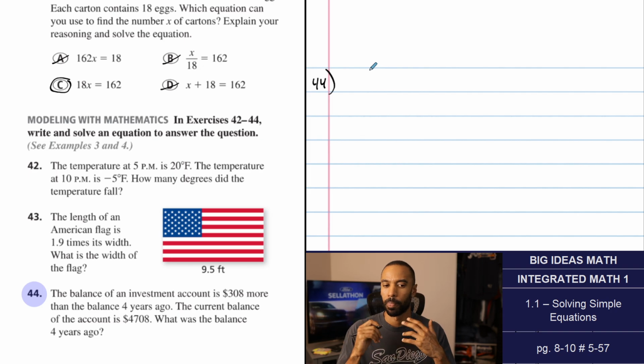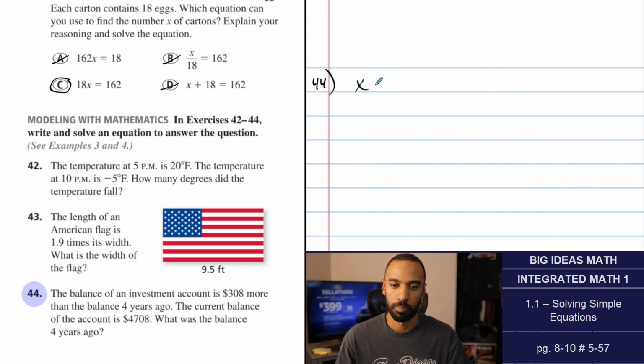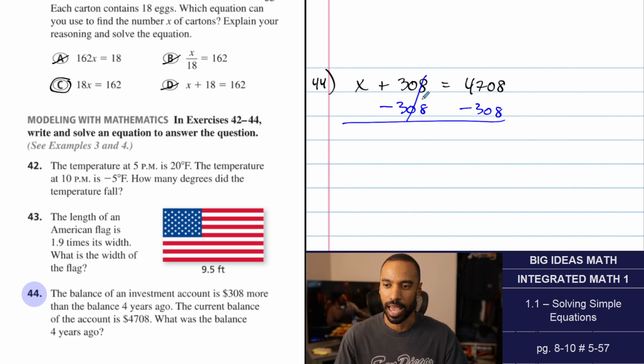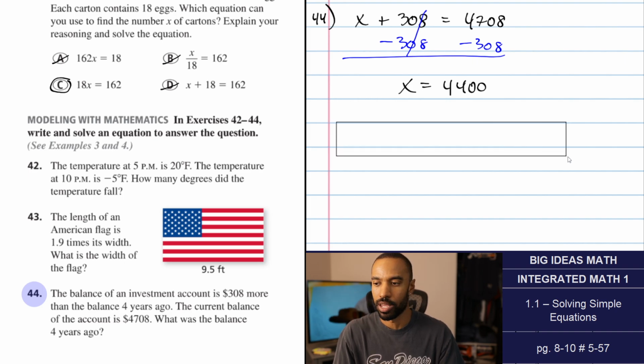What matters to us is the balance. Hold on, it's 308 more. Yeah, the balance, then x is the old balance, or B, whatever. We're going to add $308 to that balance. And now, 4 years later, it is this amount. There's your setup. Solve for x, subtract 308. At this part, you're like, I get this. So x equals $4,400. The balance 4 years ago was $4,400.